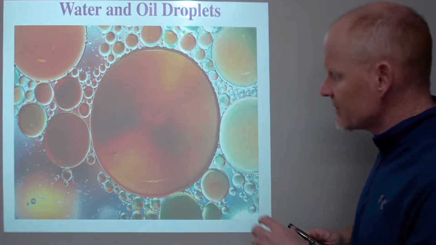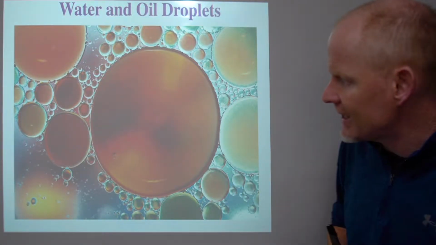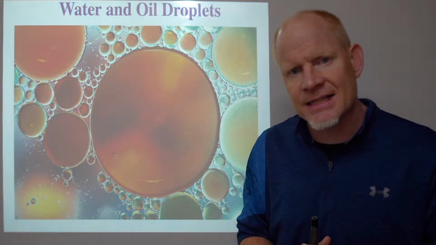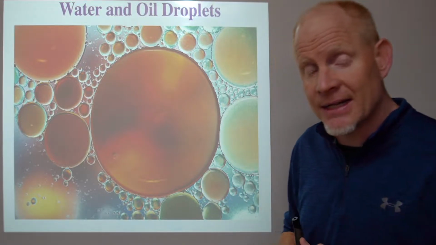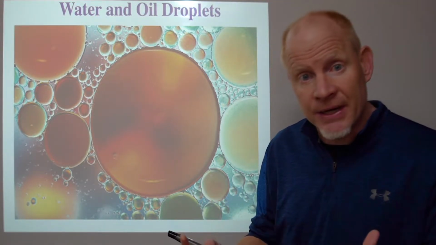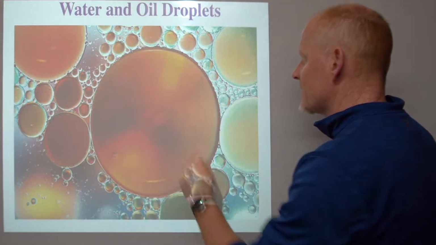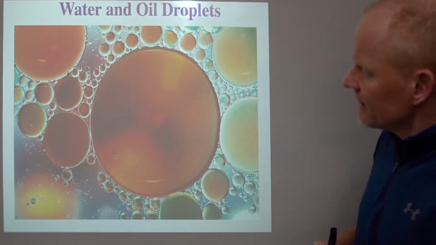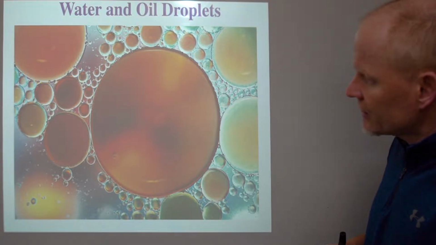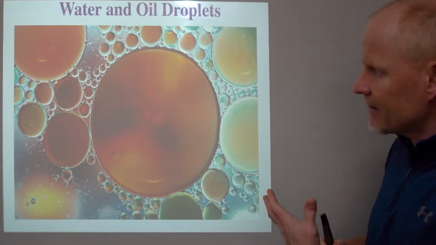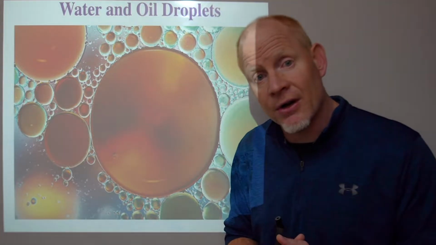All right, so here's a picture of water and oil droplets. And as you can see, oil does not mix with water very well, right? It doesn't dissolve in water, it doesn't disappear when we say something dissolves in water. And so you can see here that oil droplets form these nice circular structures. And this is going to be kind of the basis of what we're going to call cell membranes.